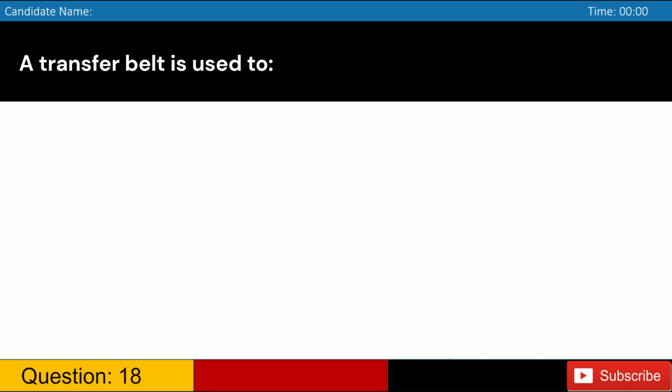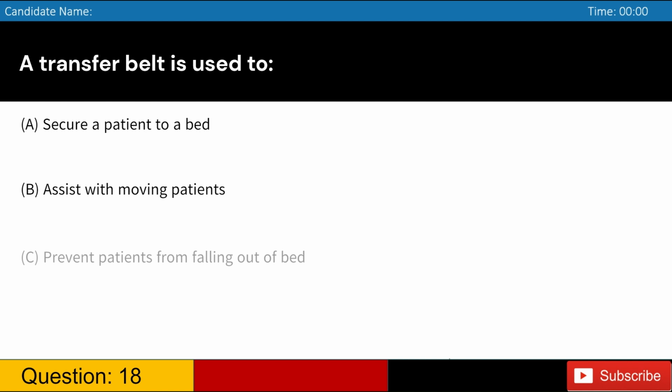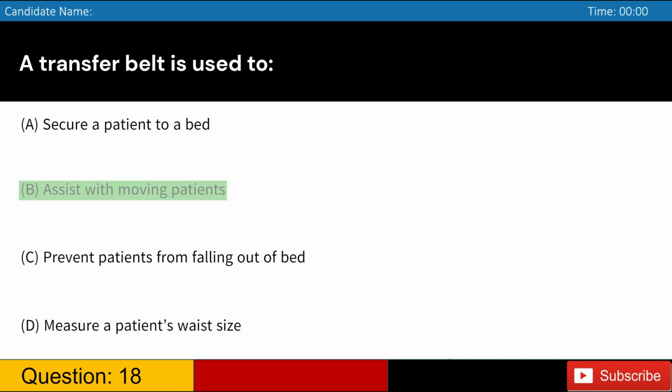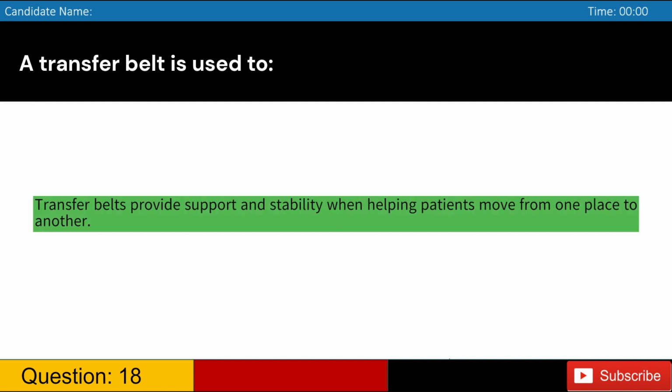A transfer belt is used to: A. Secure a patient to a bed. B. Assist with moving patients. C. Prevent patients from falling out of bed. D. Measure a patient's waist size. Answer B. Transfer belts provide support and stability when helping patients move from one place to another.